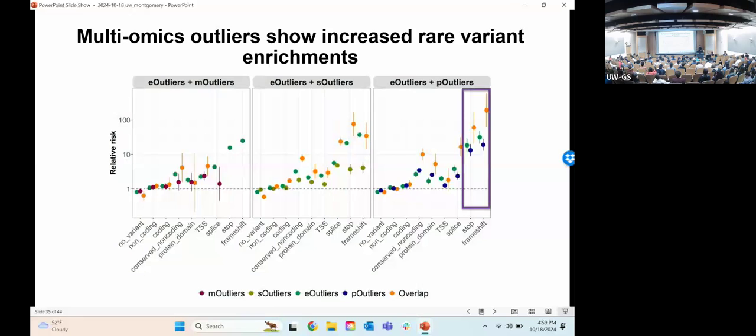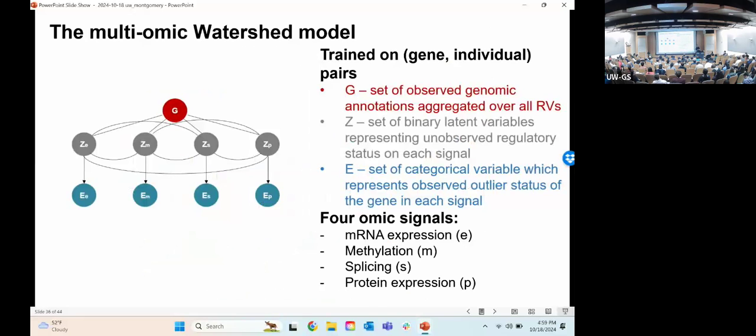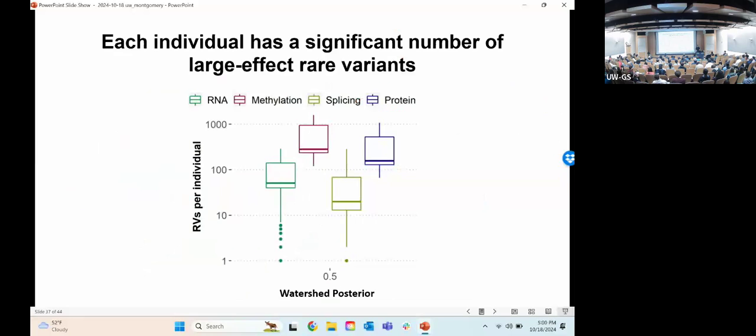This is true for expression and protein as well, so these orange dots here. They tend to be increasingly enriched for stop gain and frameshift rare variants when you see that a gene is an outlier for both total expression and protein abundance. So we've gone farther. We've tried to build this multi-omics Watershed model, again using the same probabilistic graphical model framework as before, but now there are all of these different observations of omics for an individual.